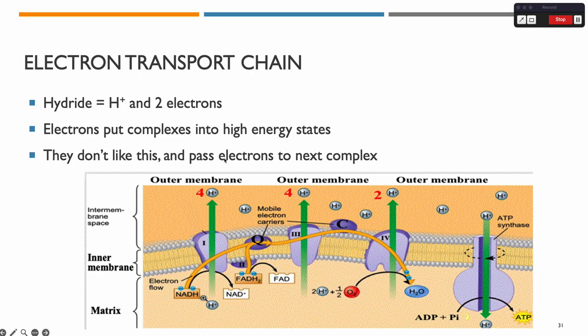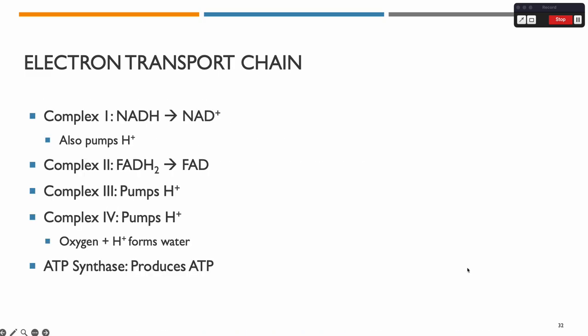So again, all that being said, these complexes are pumping electrons into this high energy state, into the inner membrane space. They don't want to hang out here. They're all too alike. There's a high concentration here, so they just want to get out. And so eventually they will get out and make ATP.